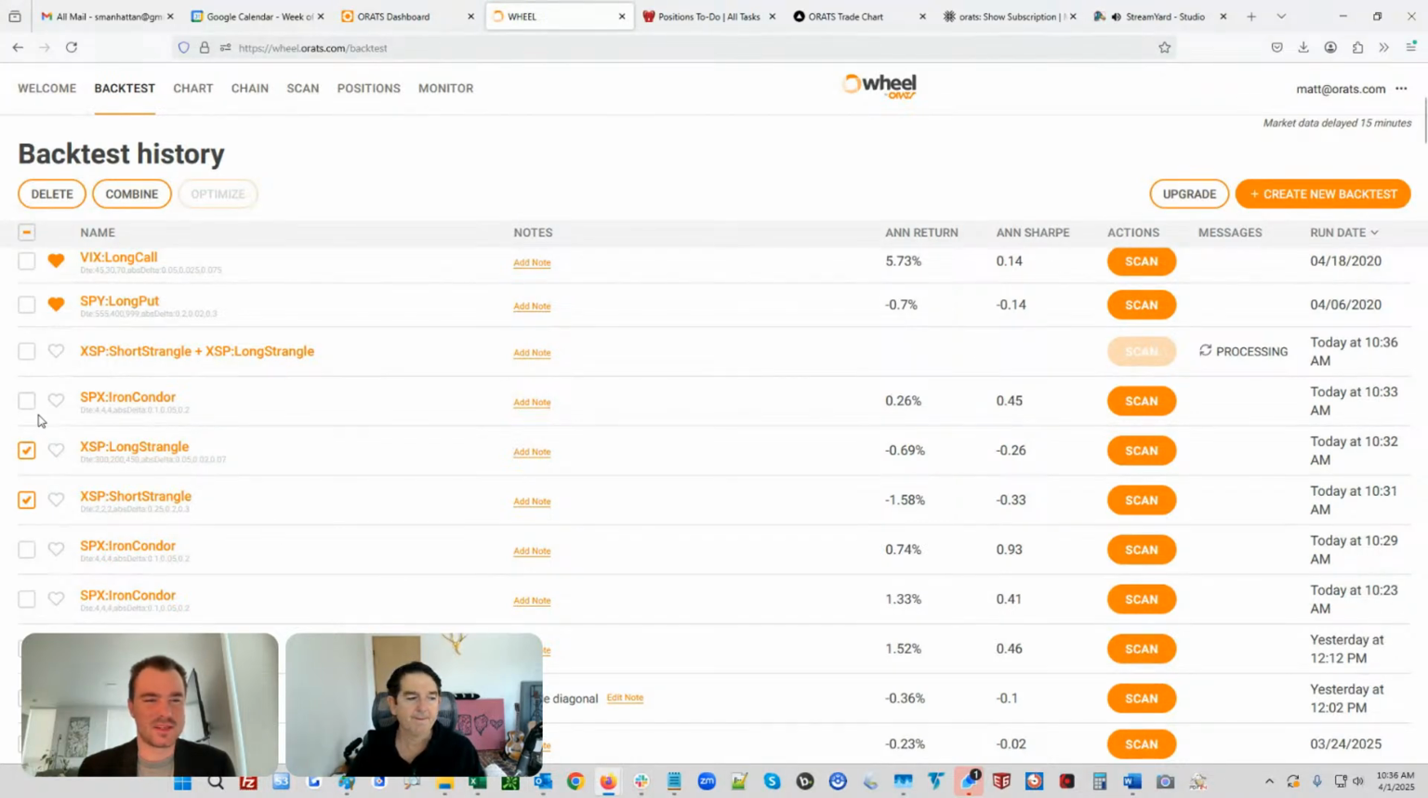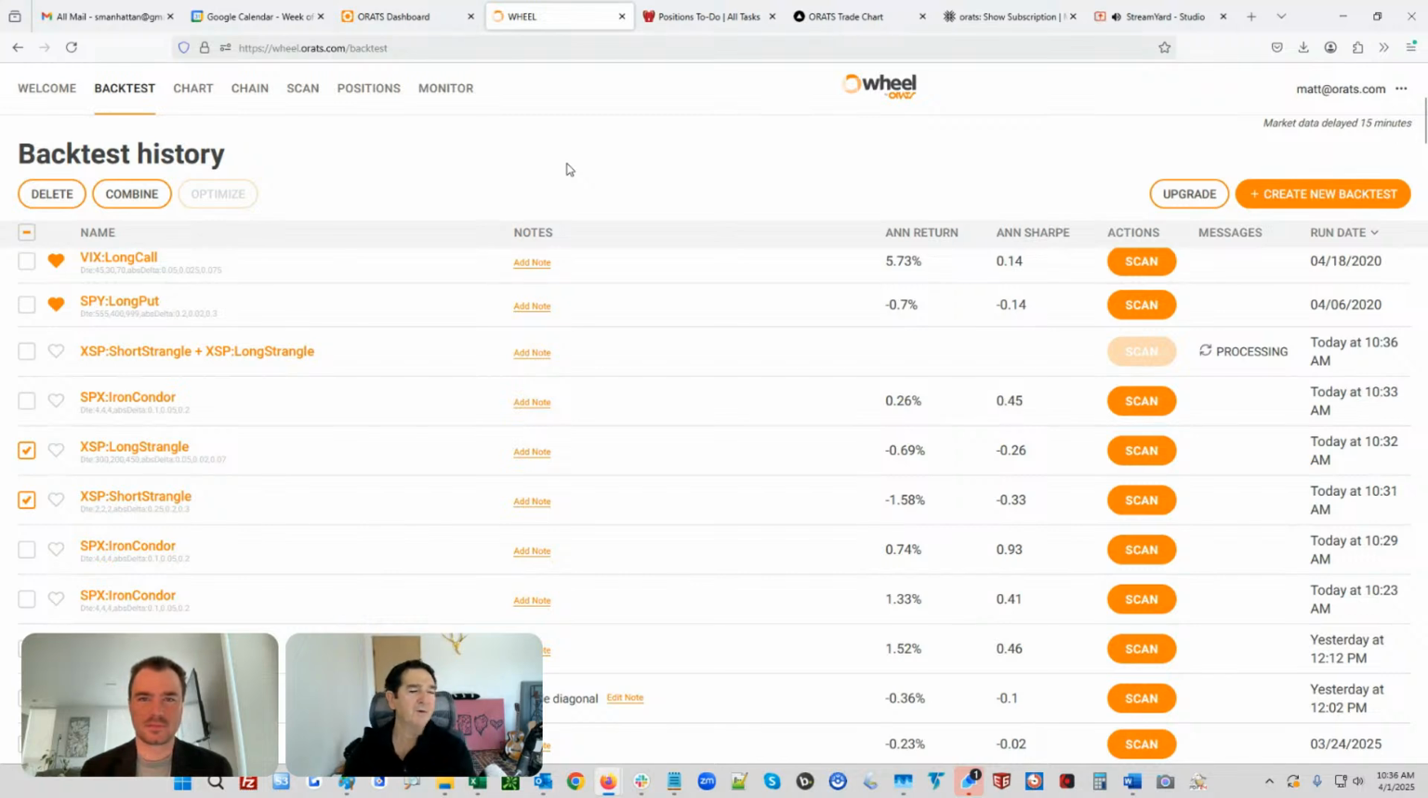I'm curious. I want to see if there's a way for us to get this XSP to work, because I'm pretty fascinated by that strategy. Yeah. But yeah, there's a lot you can do with double calendars. Thank you for showing all that and demonstrating the tool.